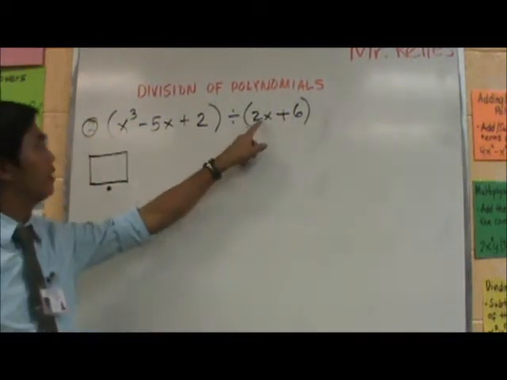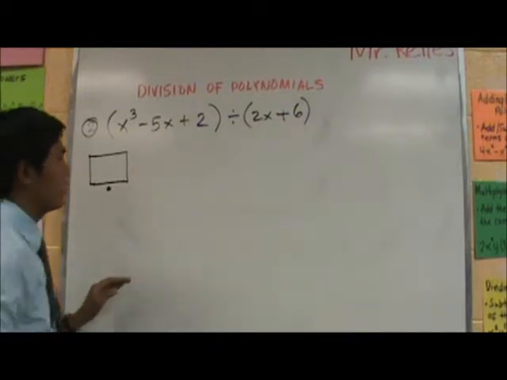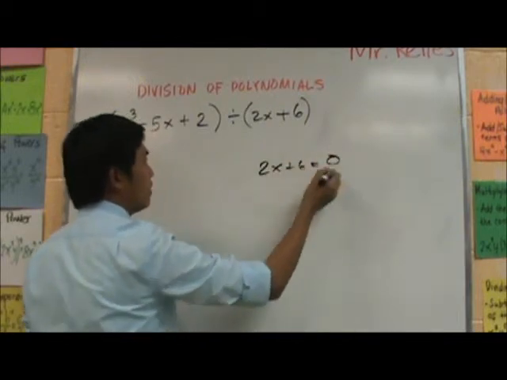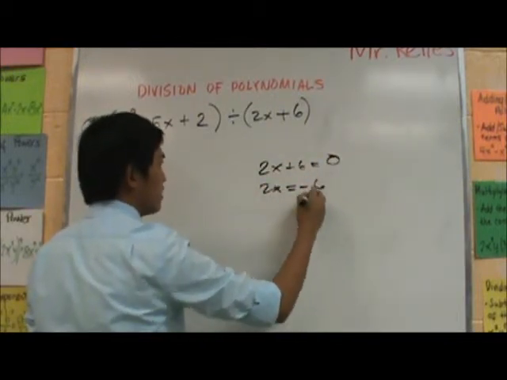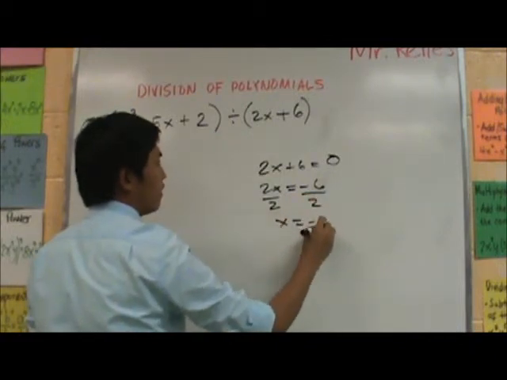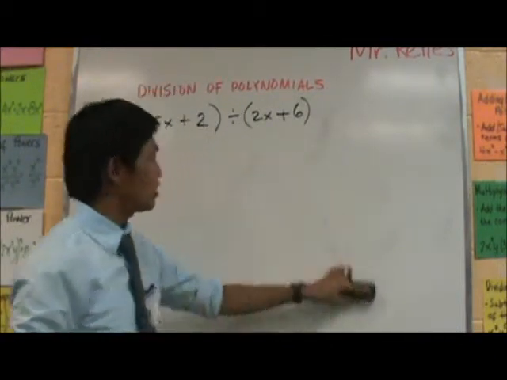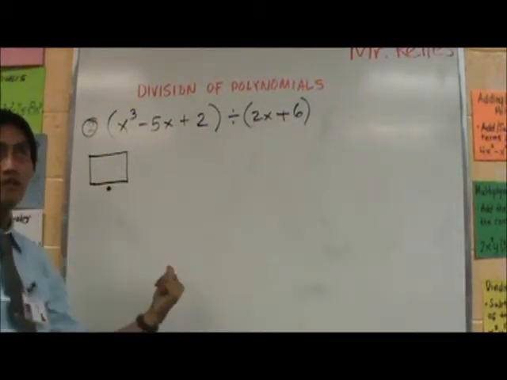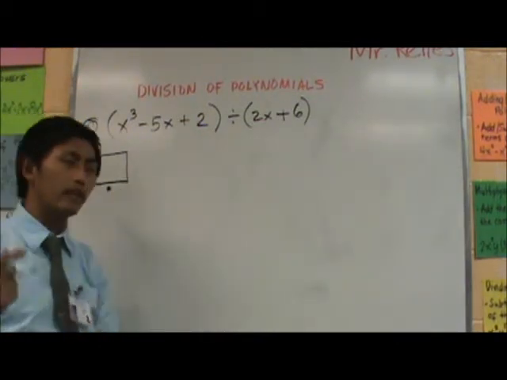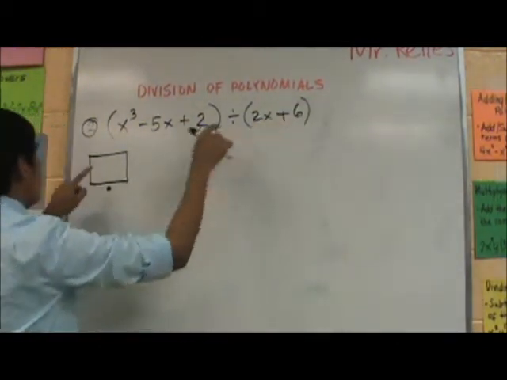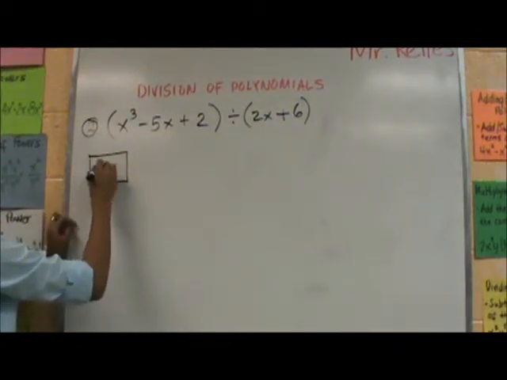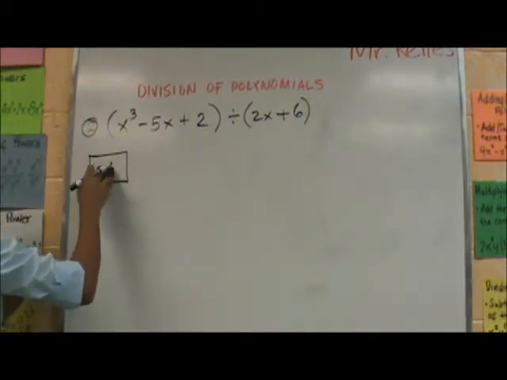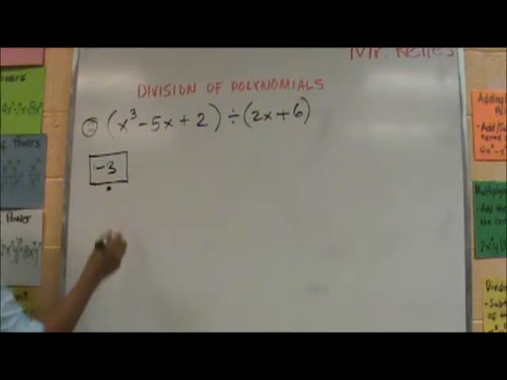But wait, you have a 2 here, so you can do it this way: 2x plus 6, equate that to 0, move the 6 over, 2x equals negative 6, and divide by 2, x equals negative 3. Or the easiest way is mental math: change the sign, 6 becomes negative 6, but because you have 2, divide negative 6 by 2, which gives you negative 3. So I'll put negative 3 in here.